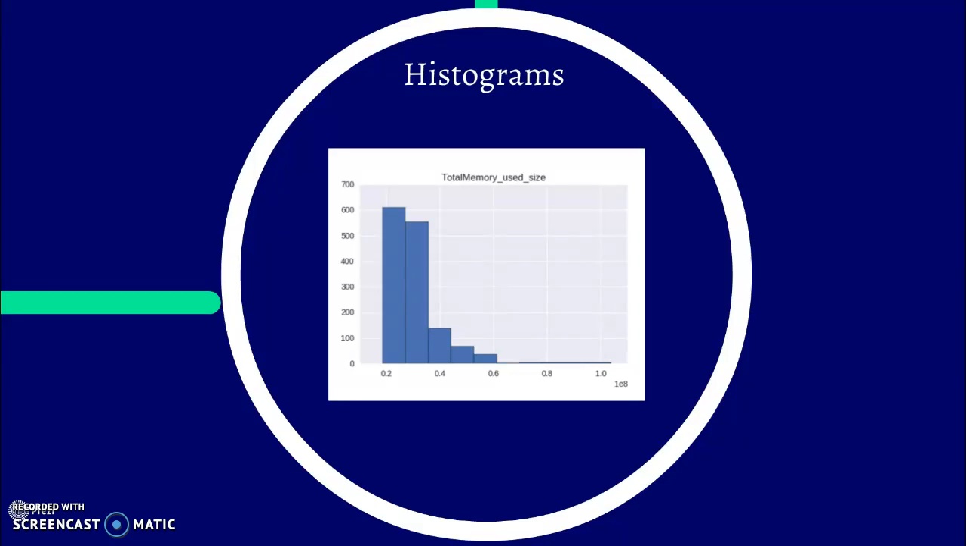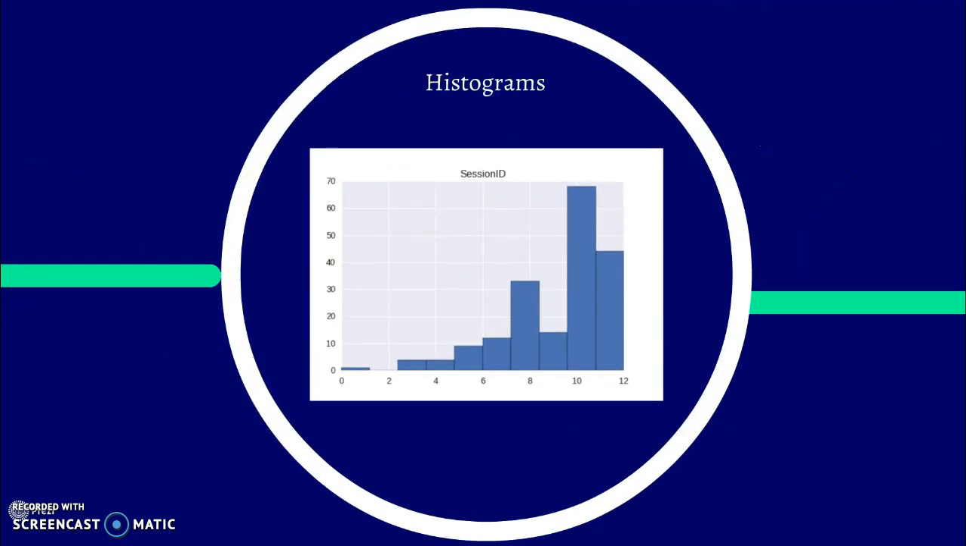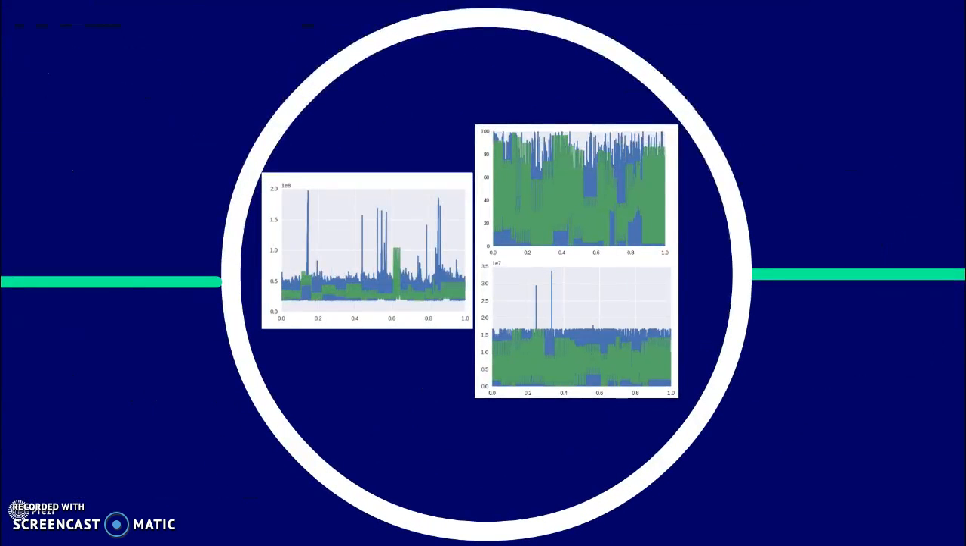Here's a histogram of the total memory used. Here's another histogram of the session ID. And here are 3 graphs that show the overlap and the correlation of the Moriarty actions merged with the T4 dataset. Graph 1 is the total memory used. Graph 2 is the total CPU used. And graph 3 is the memory size free.